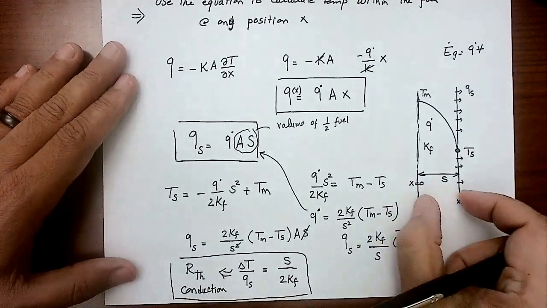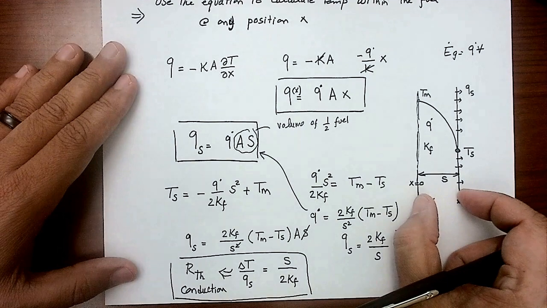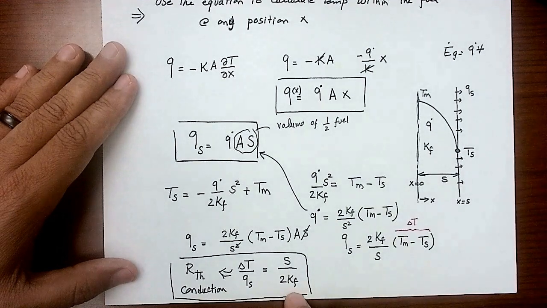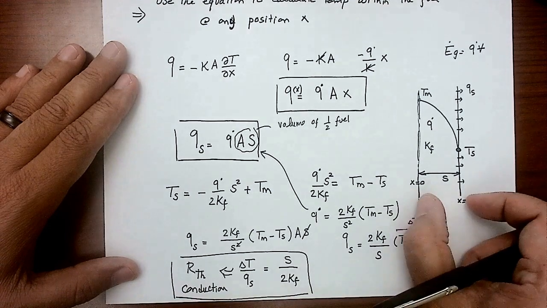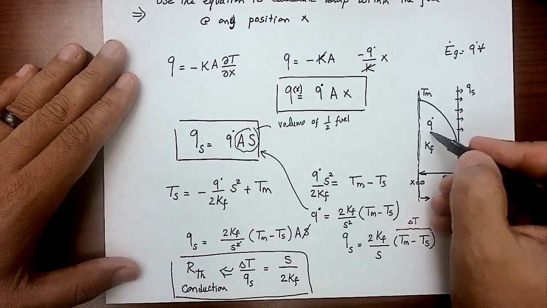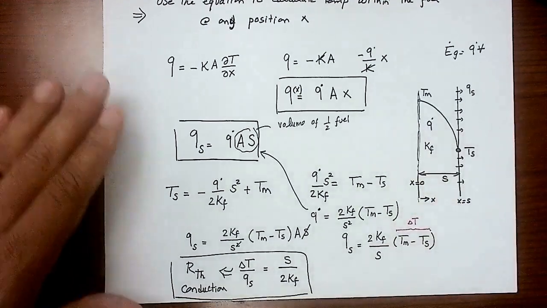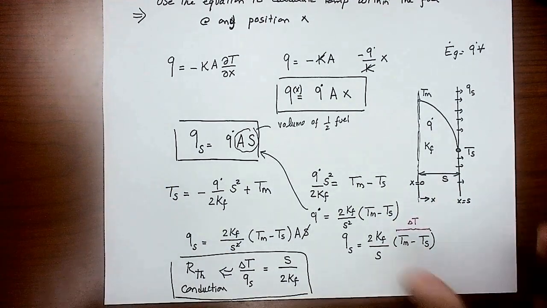It is the thickness of that half fuel divided by 2 times K_f. And this is a thermal resistance for a plate or plane surface that contains Q dot. So let me put side by side the two different resistances that we have for a plane surface here.